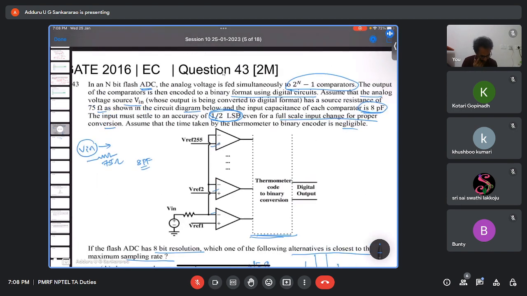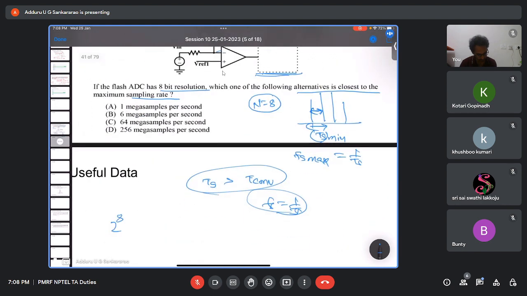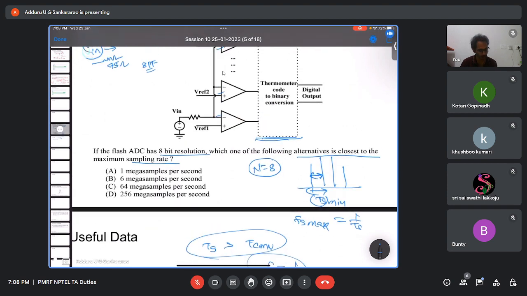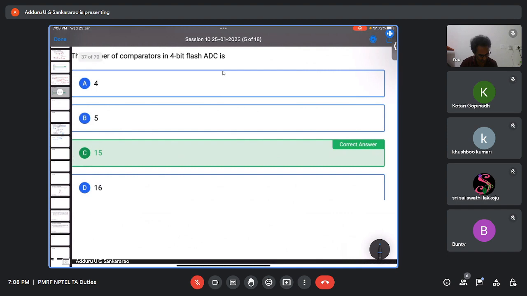And quickly I'll give the hint. Now, n equal to 8, so how many comparators are there? 2 power n minus 1, 2 power 8 minus 1, that is 255 comparators. Each has some capacitance, 8 picofarad. All these are in parallel, as the input source is connected in parallel to all the comparators, just like we have seen.